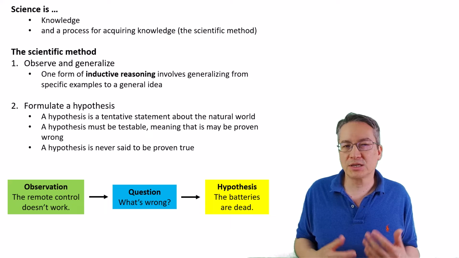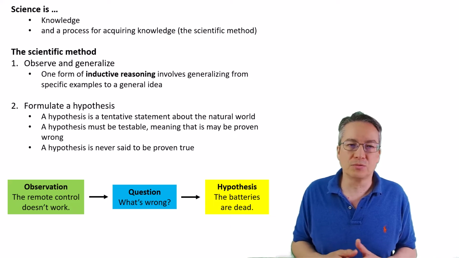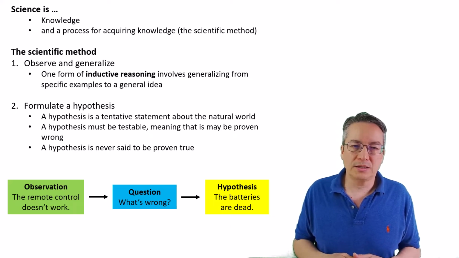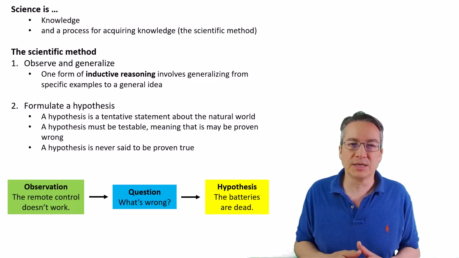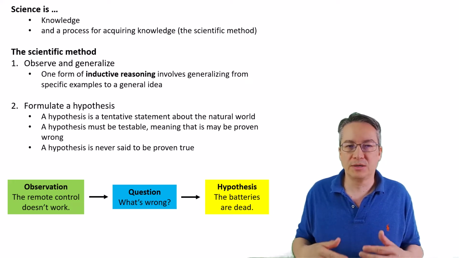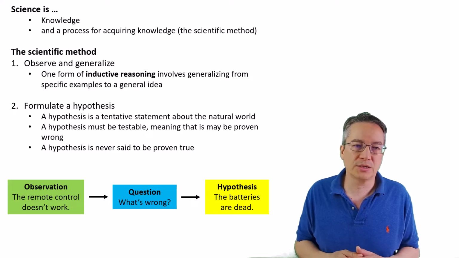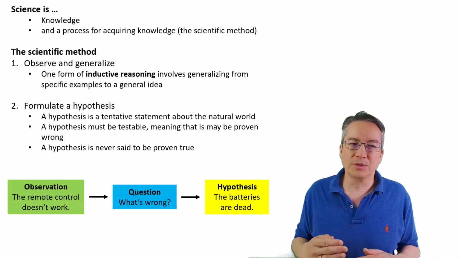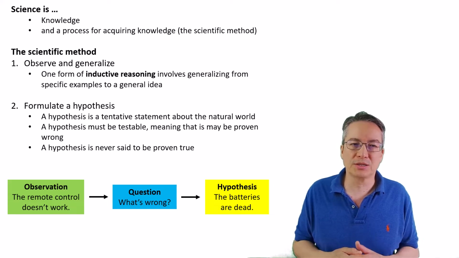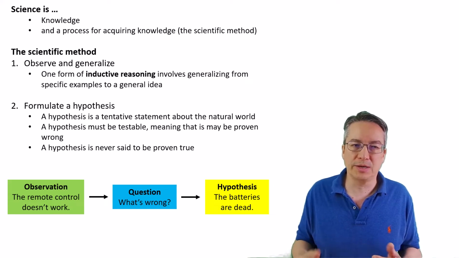Okay, so that leads us to the next step, which is number 2, formulate a hypothesis. A hypothesis is a tentative statement about the natural world. So in this case, we would say the batteries are dead. It's as simple as that. It's just a positive statement. The batteries are dead. That's the hypothesis. Now, you can pose a hypothesis as a simple positive statement like that.